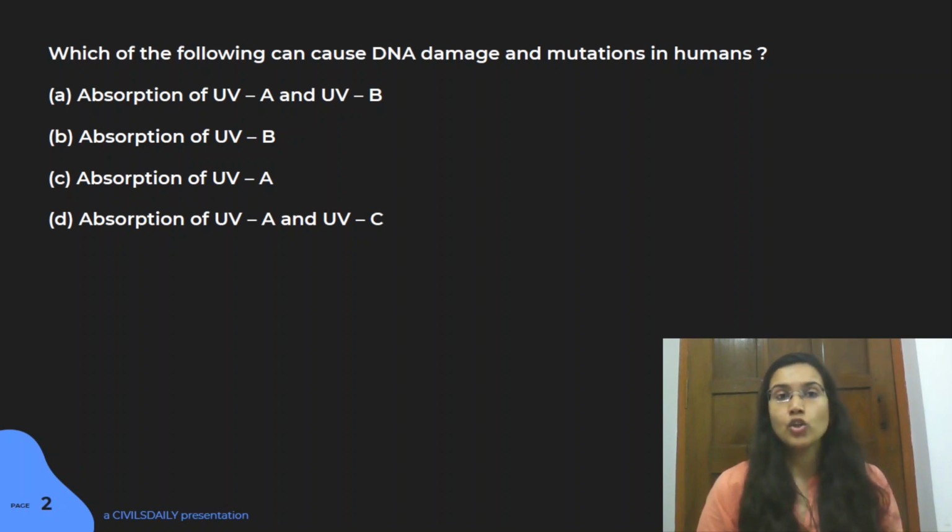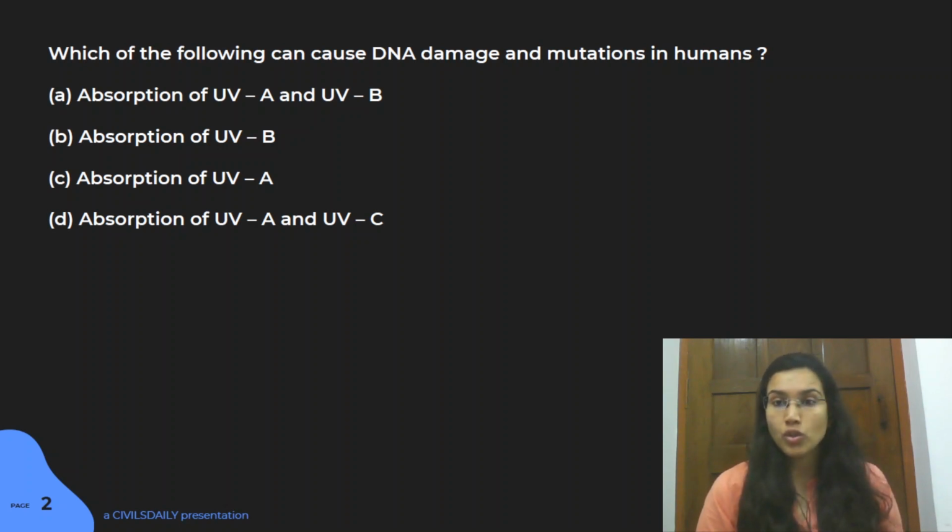Next is your UVA and UVB. Now, UVB can also be reflected back or absorbed by the atmosphere, but it's only some amount of it. It does reach the Earth's surface. And this is less dangerous than C, but more dangerous than UVA. So this particular set of UV rays can cause DNA damage and mutation. So we have options B and A in consideration.